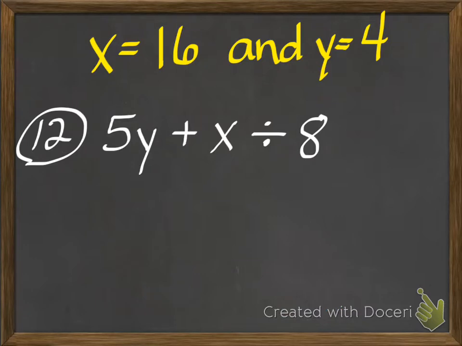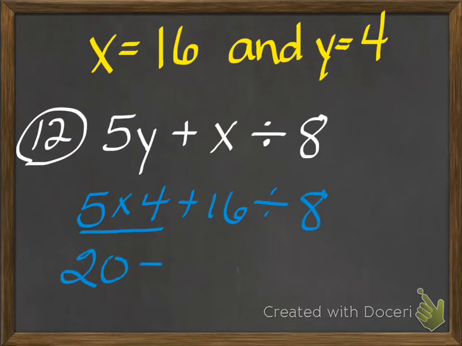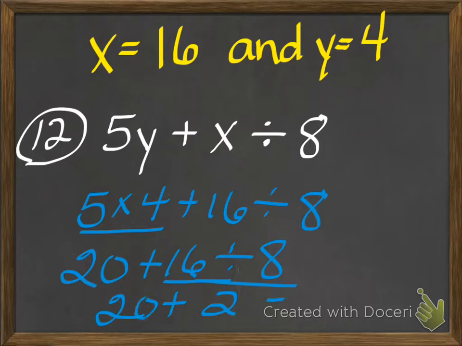Okay, x still equals 16, y equals 4. Try 5y plus x divided by 8. Okay, we're going to put in our variables. y equals 4. So we've got 5 times 4 plus x equals 16, divided by 8. Okay, multiply and divide left to right. 5 times 4 is 20. Rewrite the rest of the problem. Our other multiply and divide, 16 divided by 8 is 2. So now we have 20 plus 2, and that equals 22.